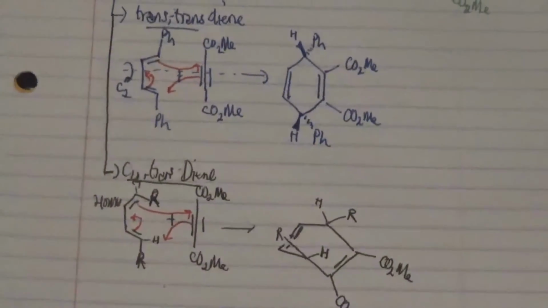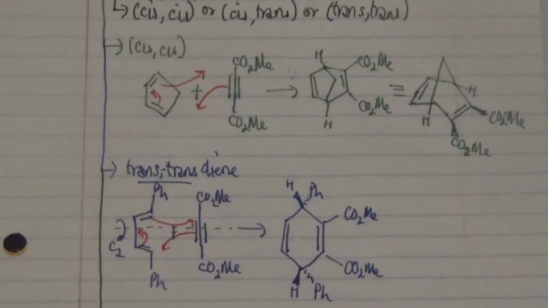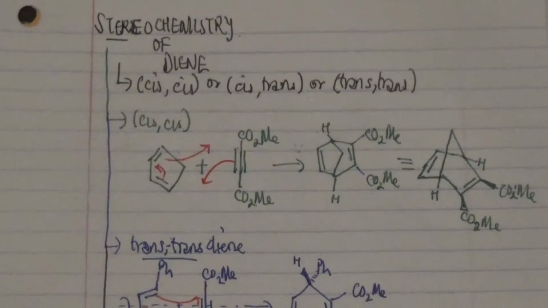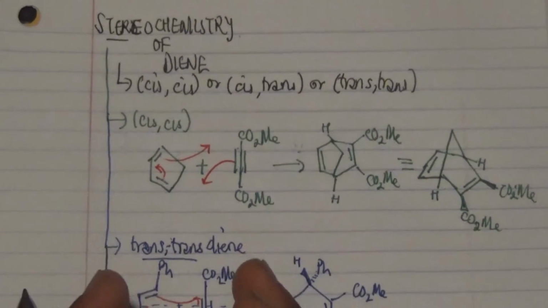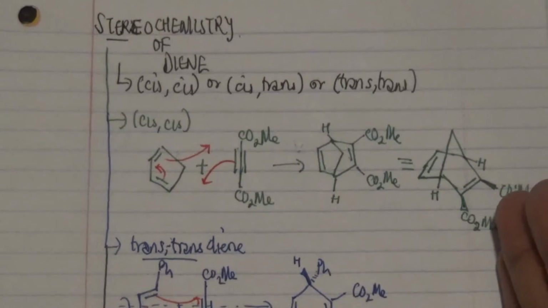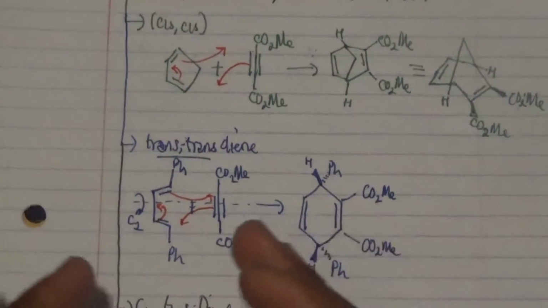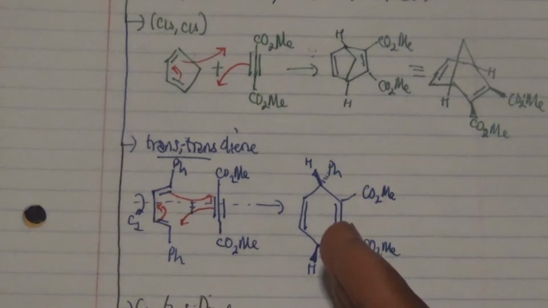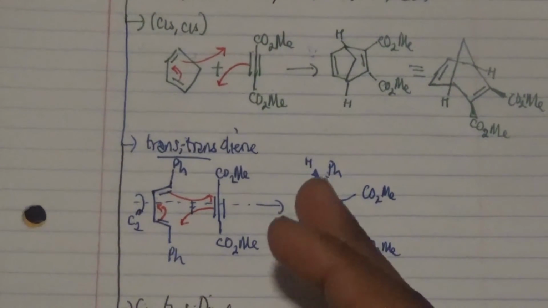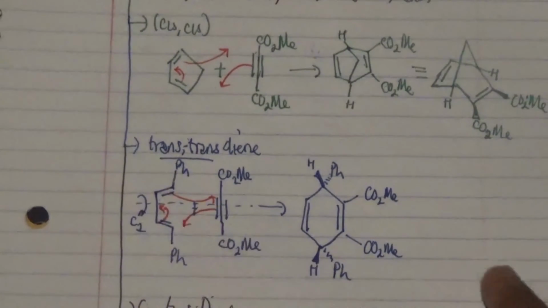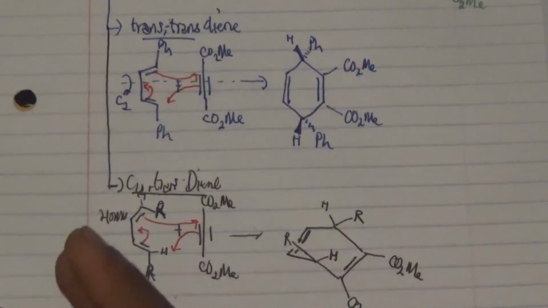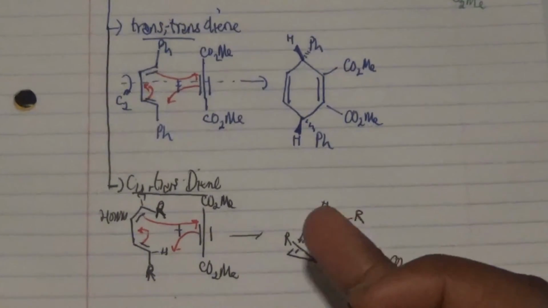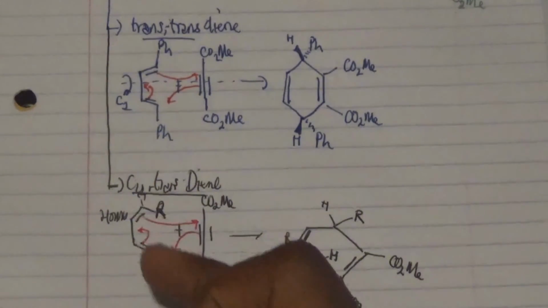So that's about it for the differences between various conformations or stereocenters of our diene, where the cis-cis gives us a cis-cis conformation over here. On the other side we have our trans-trans diene, which forms a cis-cis positioning of our substituents with respect to the diene over there. And last and foremost, our cis-trans generates a trans positioning of our substituents on the diene.